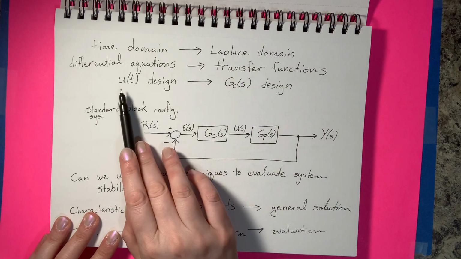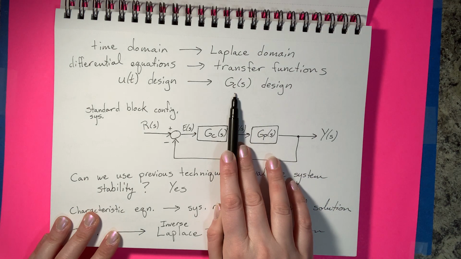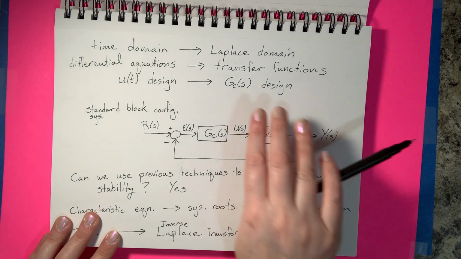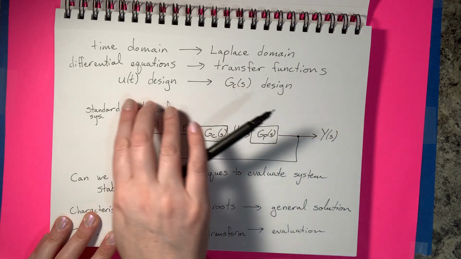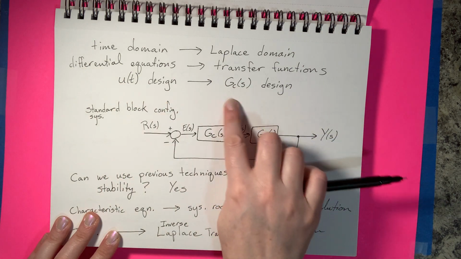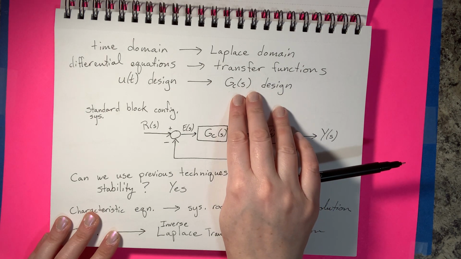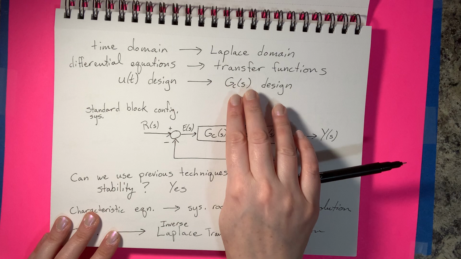Okay. Previously, we had designed U of t, and now we're going to be designing GC of S. GC of S is going to do the same job as our U of t. This is the compensator block. It is really our control. It's our control block, our control algorithm, really, but it's a transfer function.